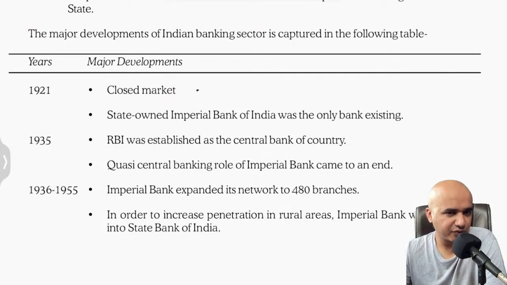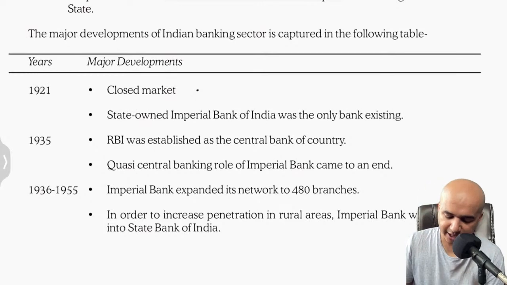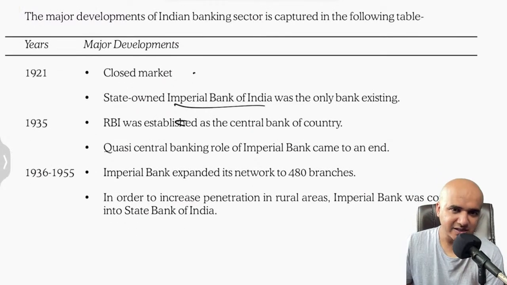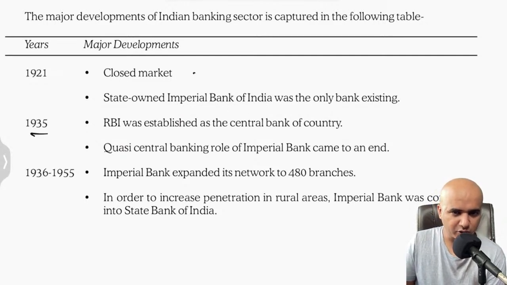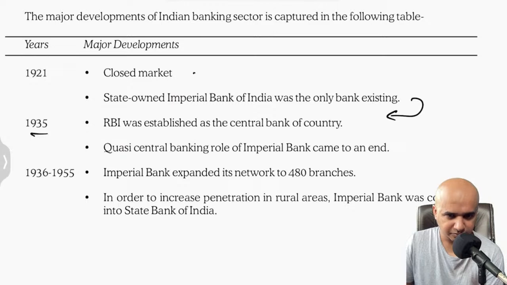In 1935, RBI was established as the central bank. Then the quasi-central banking role of Imperial Bank came to an end. Because we had only one bank, that bank itself functioned as the central bank. Then in 1935, the government thought it fit to start a new bank which could serve as the central bank of the country, and that was RBI.